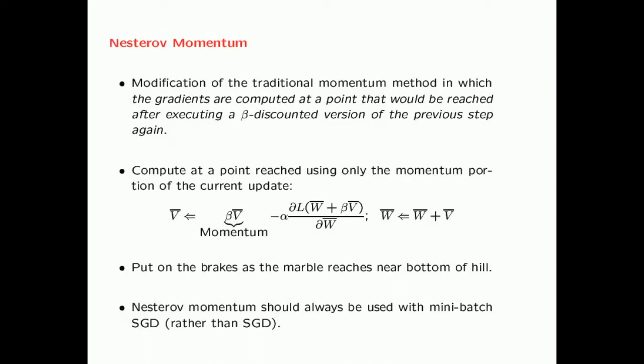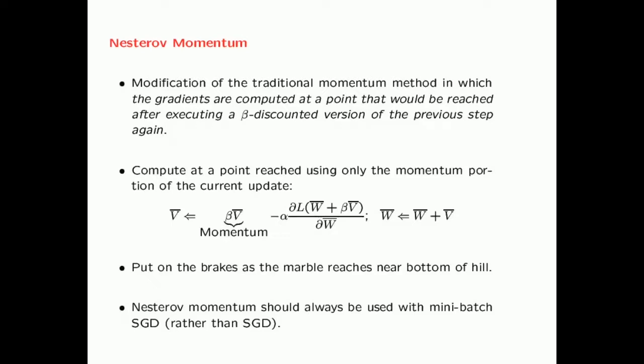Now, there is a very useful modification of the traditional momentum method, which is referred to as Nesterov momentum. In Nesterov momentum, the gradients are computed at a point that would be reached after executing a beta discounted version of the previous step. Here you can see the velocity is given by beta v, the velocity in the previous step multiplied by the discount of beta, which is the friction parameter, minus alpha times the gradient of the loss function with respect to the weight.